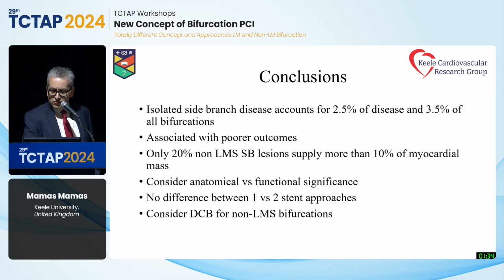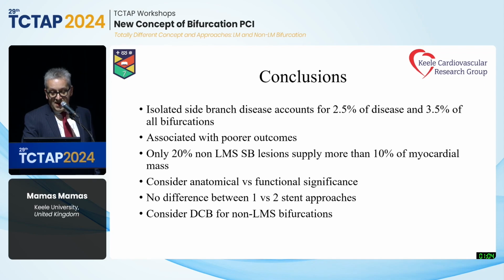So in conclusion, isolated side branch disease accounts for about 2% of all disease and 3.5% of all bifurcations. The one thing that I really want to take away from this is doing PCI to these lesions with stents is associated with poor outcomes. These patients have really poor TLR rates, cardiac death rates, and in the E-Ultimaster registry, it was the strongest predictor of MACE and cardiac death, even much greater risk than 111 lesions.